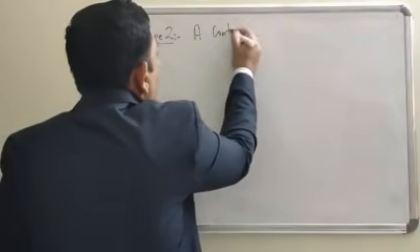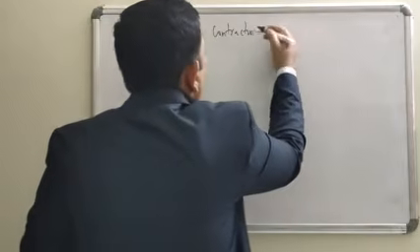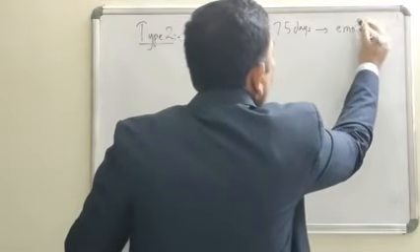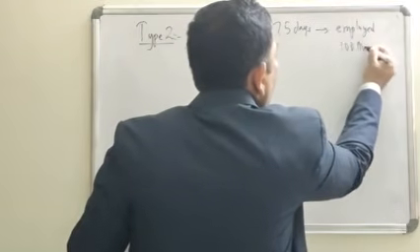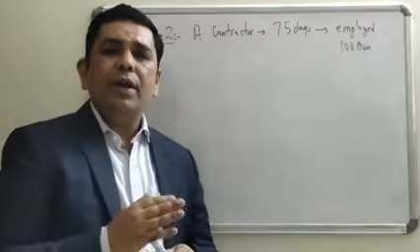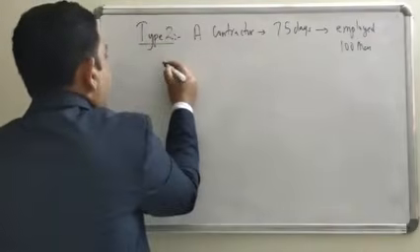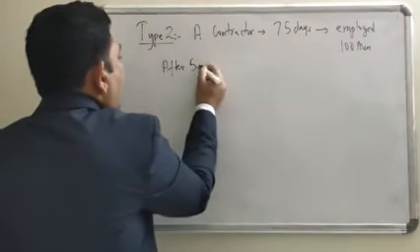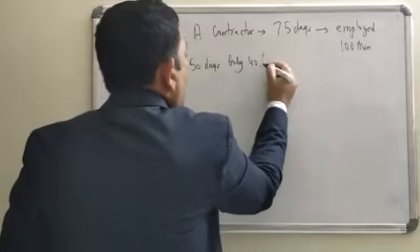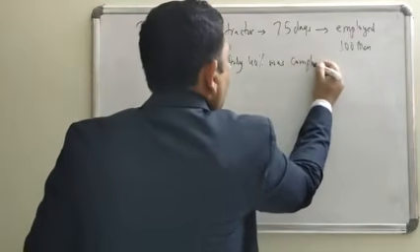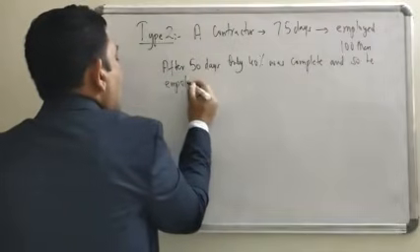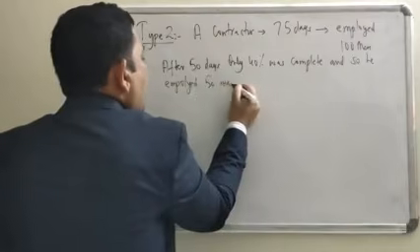A contractor had to complete a work in 75 days and therefore he employed 100 men for the job. After 50 days, only 40% was complete, and so he employed 50 more men.